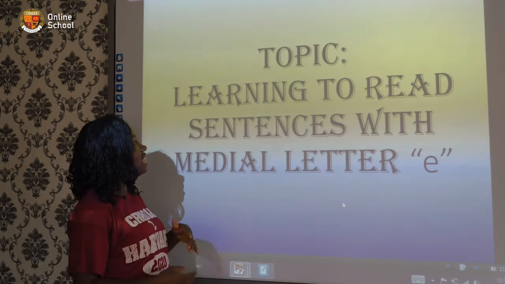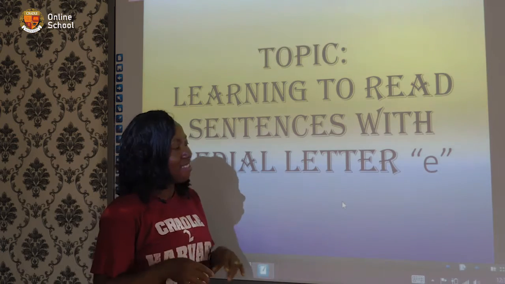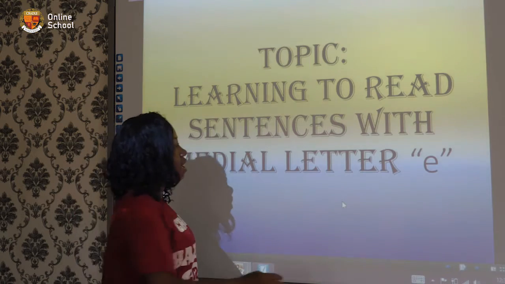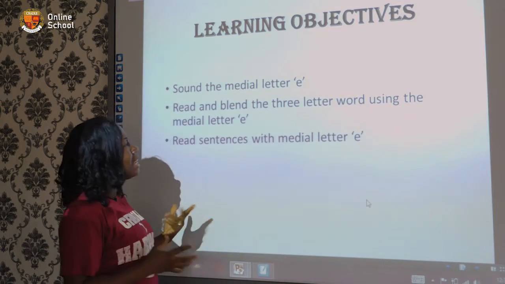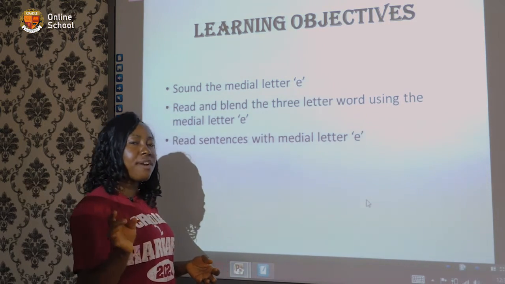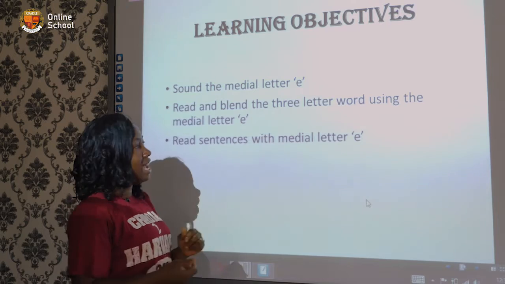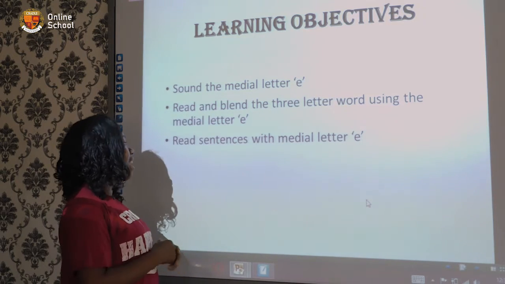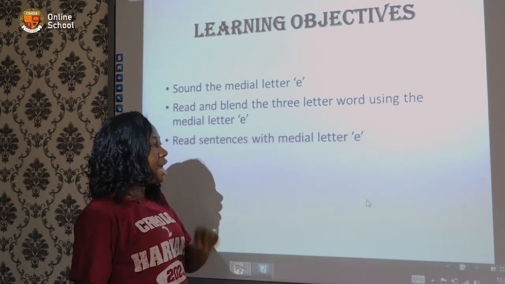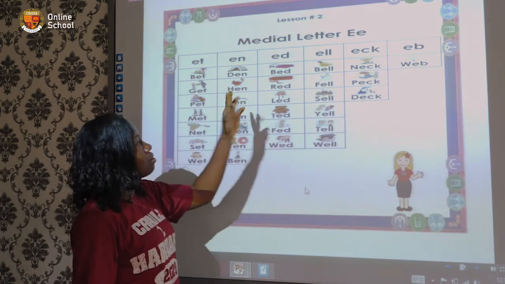Okay, our topic today is learning to read sentences with the medial letter word E. Learning to read sentences with what? Medial letter word E. By the end of our lesson, we should be able to sound the medial letter E wherever we see it in the sentence, and we should be able to read and blend three letter words using the medial letter word E, and read sentences anywhere we see them with the medial letter word E. Okay, very good.